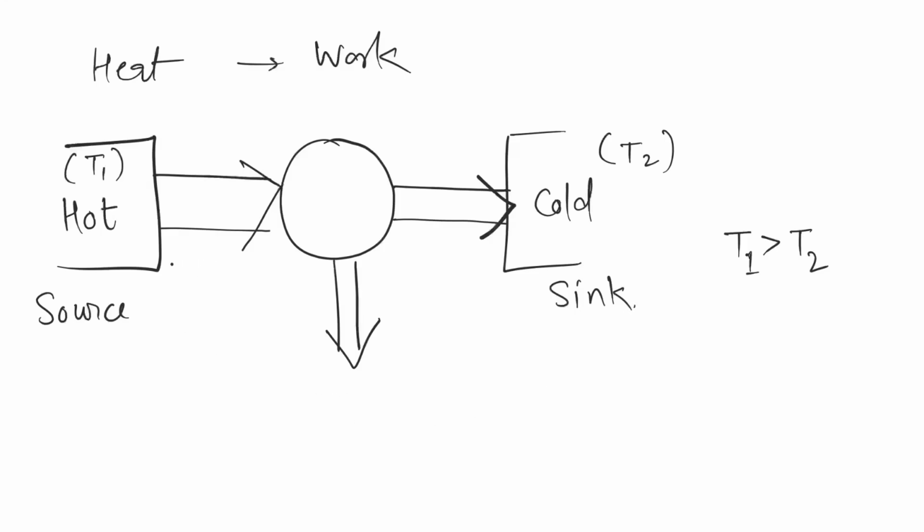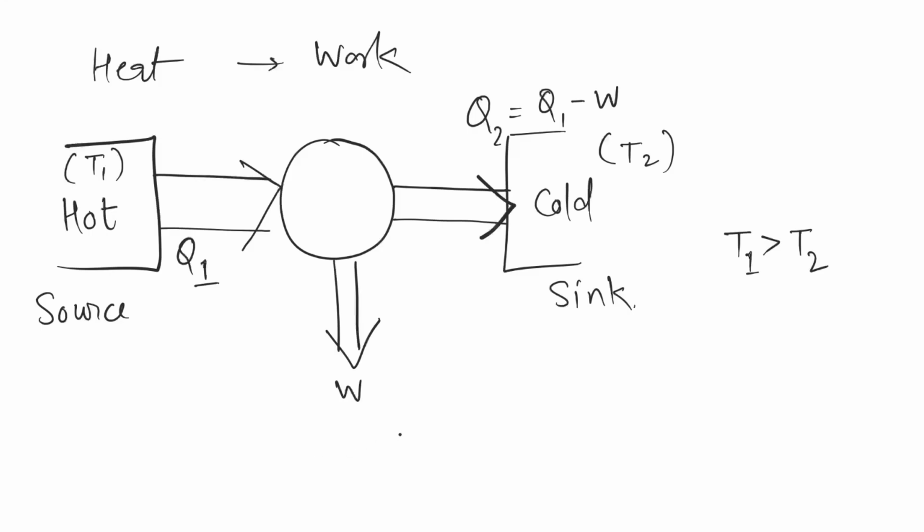Imagine if the energy given by the hot reservoir is Q1 and the work done by the heat engine is W, then the remaining energy Q2 can be given as Q2 is equal to Q1 minus W. I hope you have already guessed it.